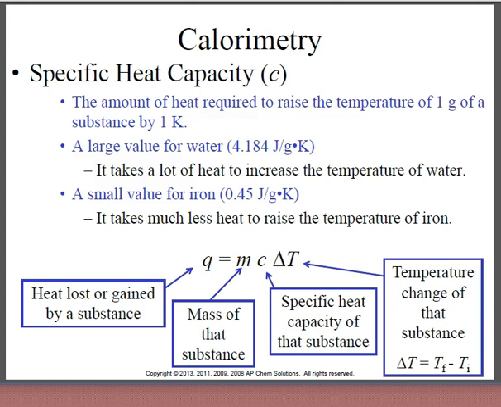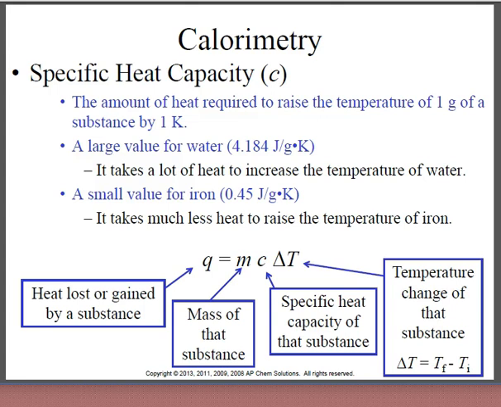How does calorimetry work? Well, first of all, we need to know the specific heat capacity of the material that we're using. And this is called C in our equation. But it is specific to a material, okay? And that's very important to know. The specific heat capacity is specific to that material. So water's specific heat capacity doesn't change. Iron's specific heat capacity doesn't change.